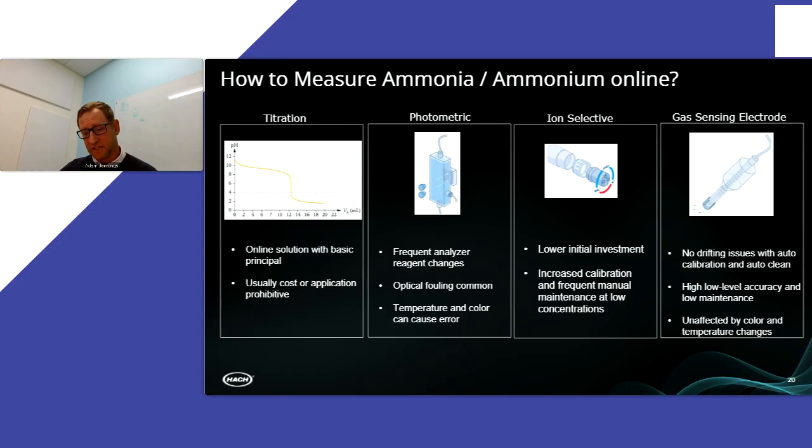We're going to have fewer drifting issues because this sensor and the setup that we have has more automatic calibration and auto cleaning. The gas sensing electrode is very accurate at low levels. And this is a real key, because when we're doing ammonia-based aeration and we have low limits, a lot of times we're at very low levels, and we need to have good accuracy to make sure we're maintaining proper dissolved oxygen in the system, regardless of how you're controlling that. It's an important measurement. And it's unaffected by temperature and color changes, which is a really nice benefit.